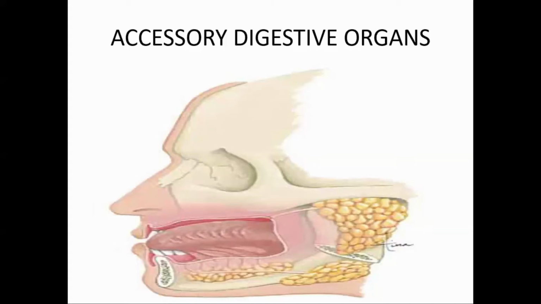In this diagram, see, here it is the parotid gland. Can you see the arrow? Yes, ma'am. Parotid gland, submandibular gland, and this is the sublingual gland. These are the 3 major salivary glands. They are arranged in pairs: parotid gland, submandibular gland, and sublingual gland.